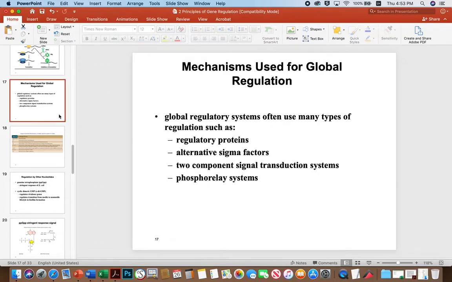Some of the mechanisms used for global regulation, a very short list, and there's other things, but regulatory proteins, which I've already talked about, just transcription factors, like RpoS, for example, are alternative sigma factors, which I'll get into in a minute, two-component signal transduction systems, which I've already mentioned, and phospho-relay systems. So the latter two are kind of overlapping. The two-component systems are typically phospho-relay systems.